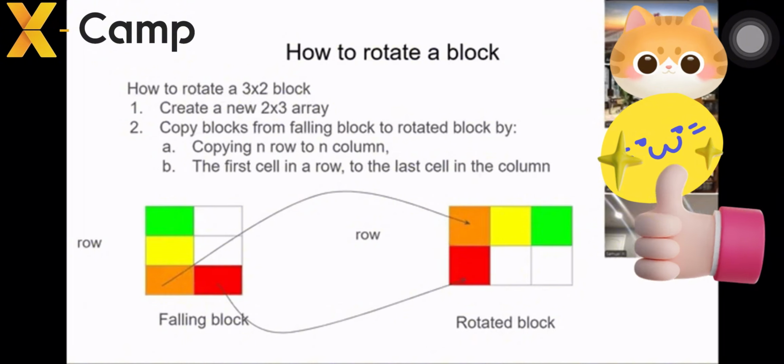To rotate a block, we created a rotated block. This is a 3 by 2 block in L. To rotate that block, we create a new 2 by 3 array, and we copy the block from the falling block to the rotated block. That's the new array, by copying the first row to the first column, and the first cell in the row to the last cell in the column.